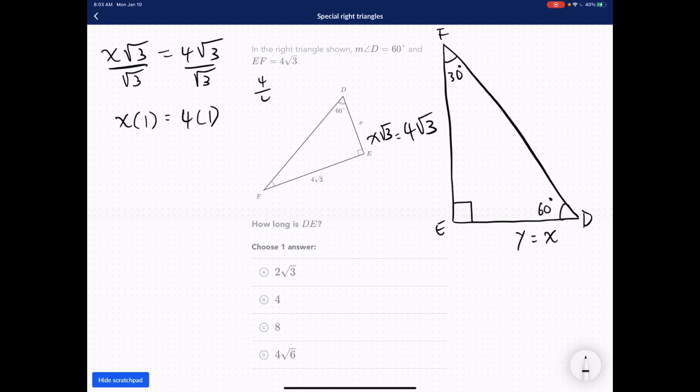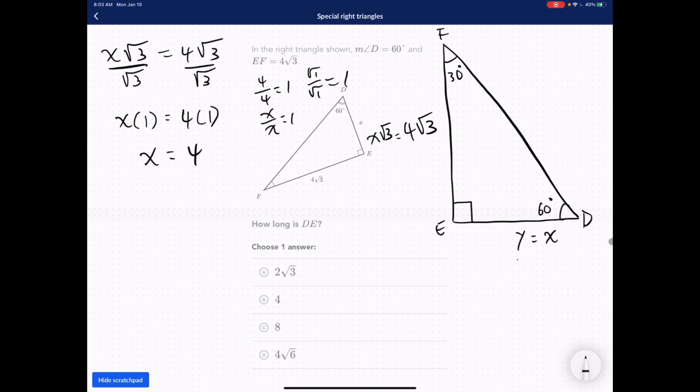Because anything divided by itself is just 1. X divided by X is equal to 1. Square root of 1 divided by square root of 1 is just equal to 1. Anything divided by itself is just equal to 1. Therefore, square root of 3 divided by square root of 3, which is dividing by itself, is equal to 1. So X times 1 is just X. 4 times 1 is just 4. So my answer is X is equal to 4.